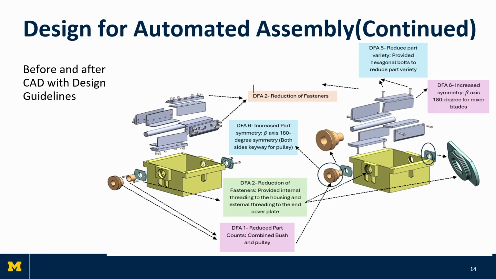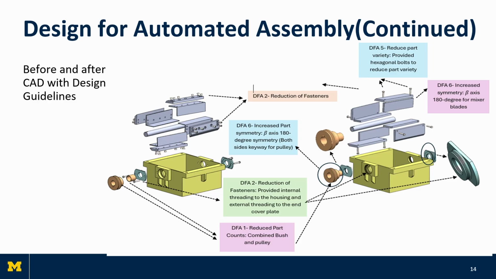We combined the bush and pulley to use DFA1 and reduce part count. Then we used DFA6 again on the pulley to increase beta symmetry by providing one more keyway at 180 degrees. The same rule we applied for the mixer blades. We also used DFA2 to reduce fasteners from 24 to 8 here. And we used DFA5: we provided hexagonal bolts to reduce part variety with our other fasteners.